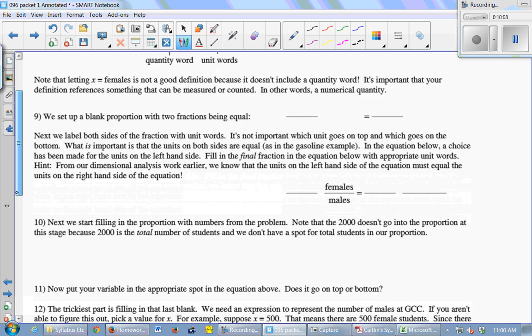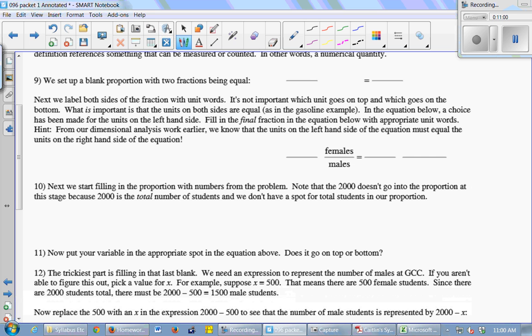All right, so then next, we've got fraction equals a fraction, blank proportion. Next, we have to label both sides of the fraction with some units. Before we put any numbers or letters in, we need to figure out what the units are going to be. It's not important which unit goes on top and which unit goes on the bottom, as long as the units on the left equal the units on the right.